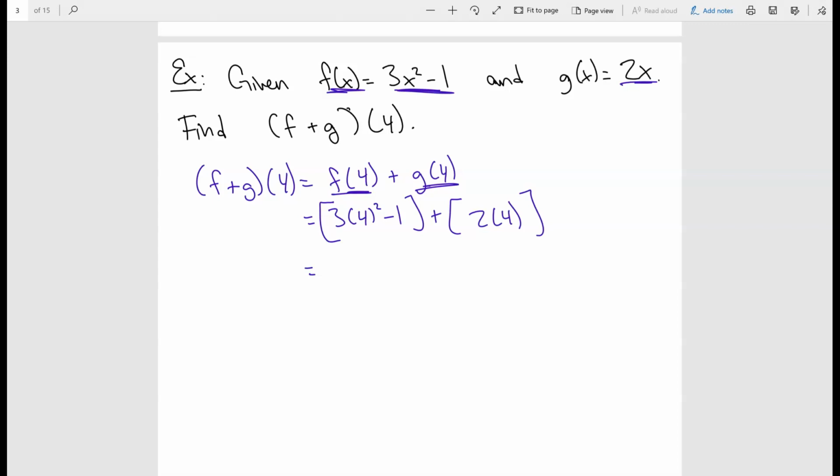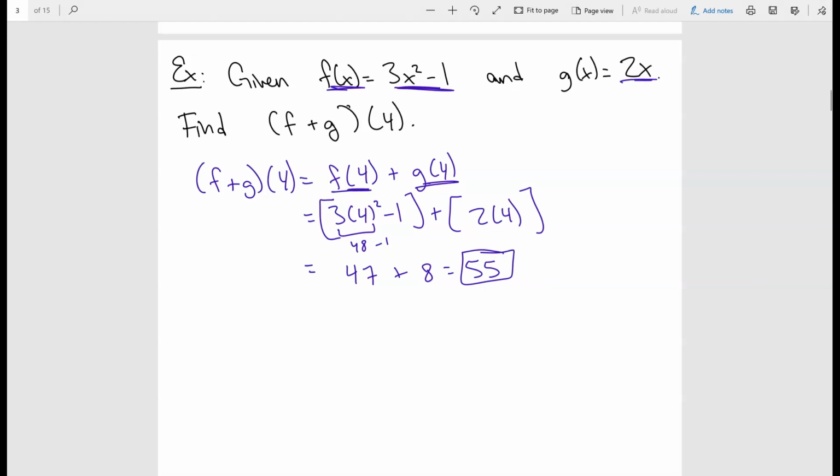So this is going to give me 16. And then you're going to take 16 and multiply it by 3. That's going to give me 48. So this whole thing gives me 48. And I subtract the 1. You're going to get 47. Plus, and then this guy's going to give me an 8. So 47 plus 8 is just going to give me 55. Nothing too bad.